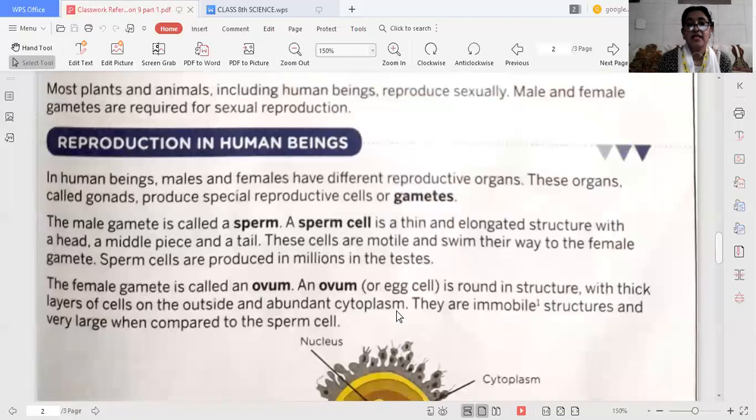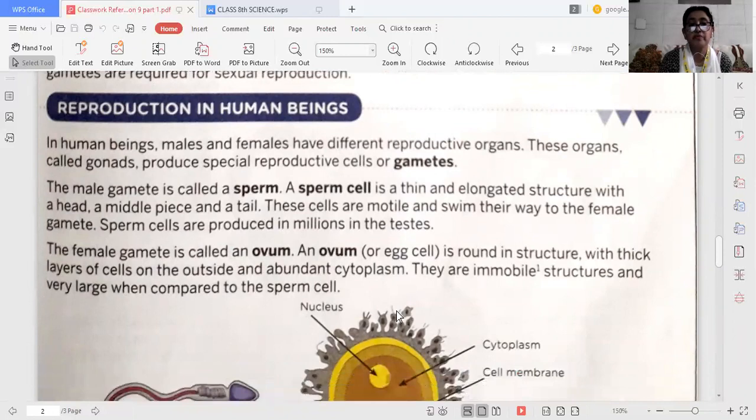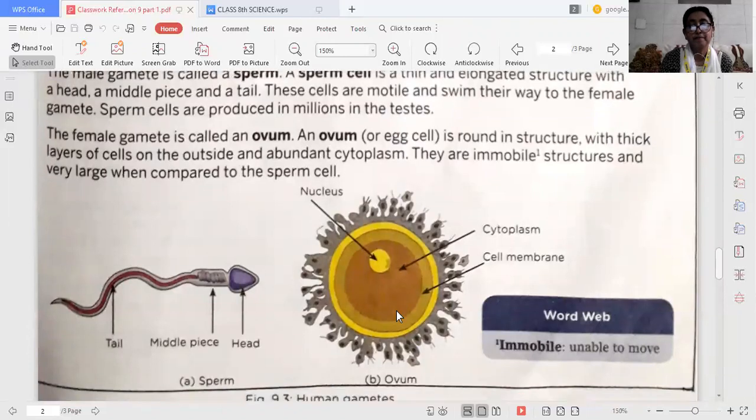A sperm cell is a thin and elongated structure, and it has a head, a middle piece, and a tail. These cells can move and swim their way to the female gamete. Sperm cells are produced in millions in the testes. The female gamete, as I told you earlier, is called the ovum or egg cell. It is a round structure, immobile, and very large compared to the sperm cell.